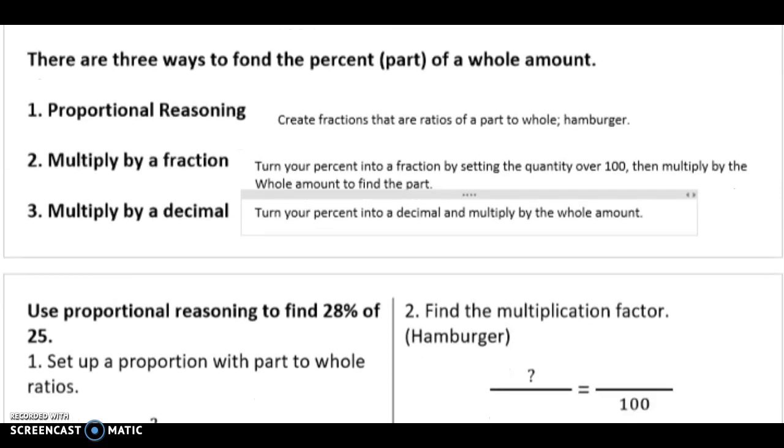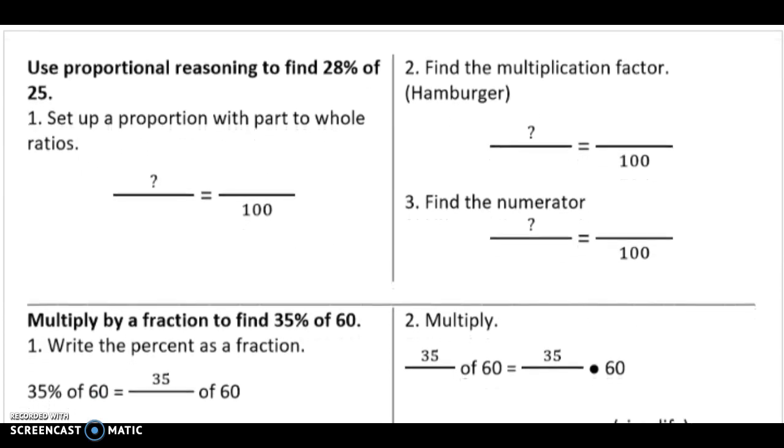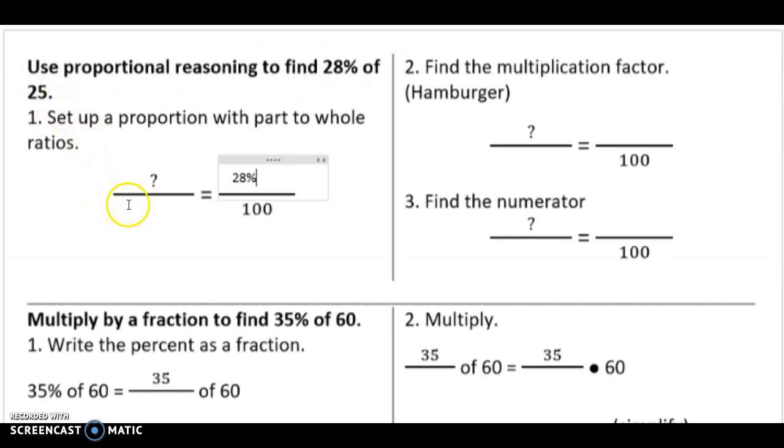Alright, so let's practice using proportional reasoning to find 28% of 25. So first we need to set up a proportion with part to whole ratios. So our proportion here will have the part of 28%. And when you turn 28% into a fraction, you put that over 100. And it says 28% of 25. So if we're wanting to find a part, then that means 25 must be our whole.